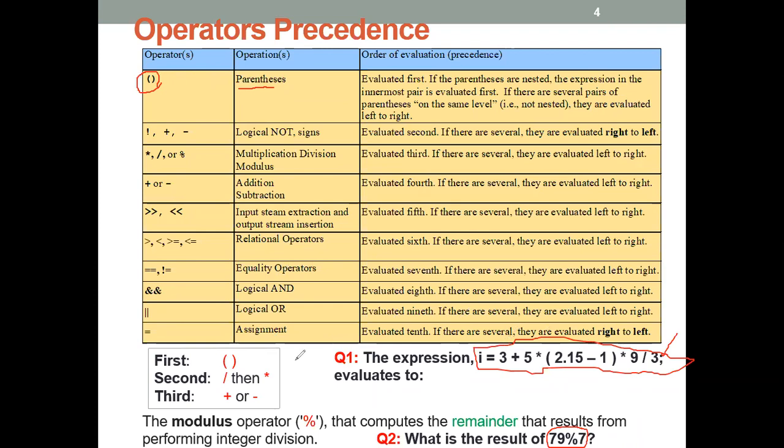Then after that, go for the divide and multiply. Whether you solve the divide first, then after the multiply. Then after that, the last one is plus and minus. So you have only 3 steps here. There are many other things, but we will not go into that detail. So we only have 3: check this one first, then go on.